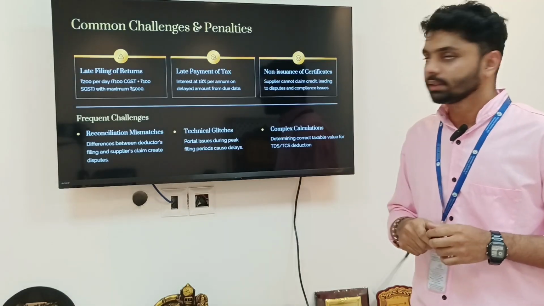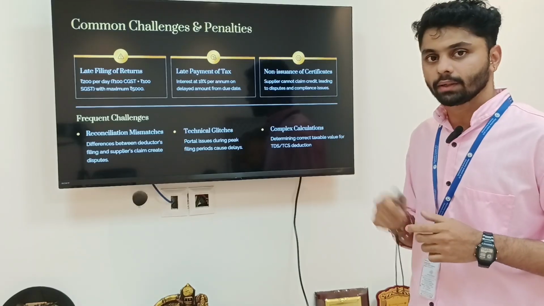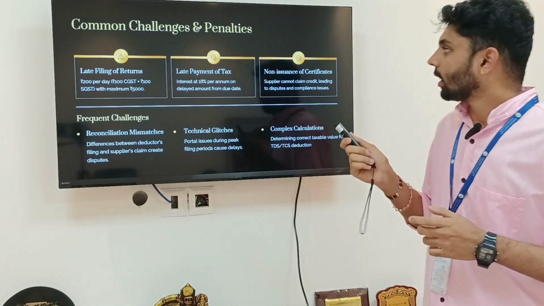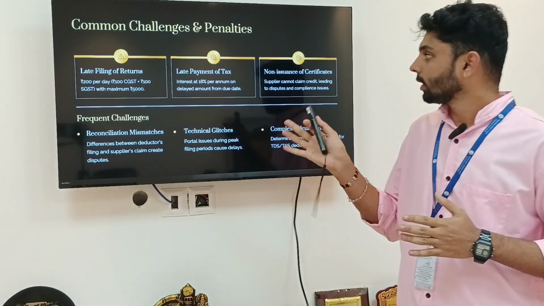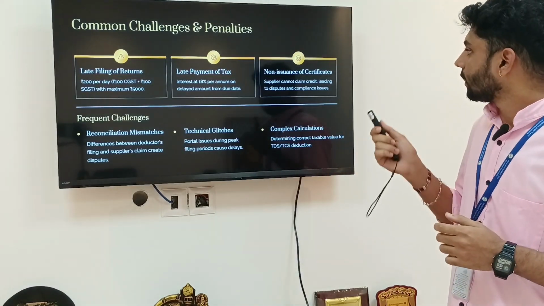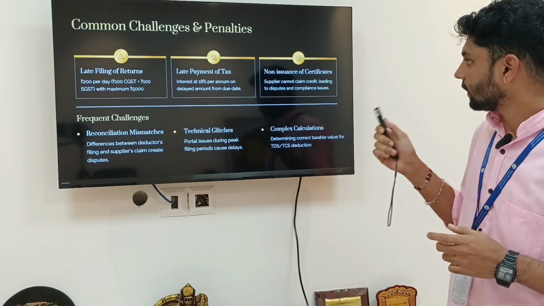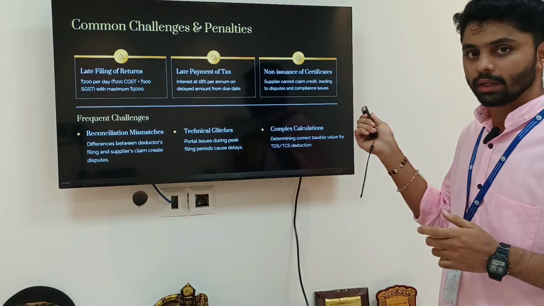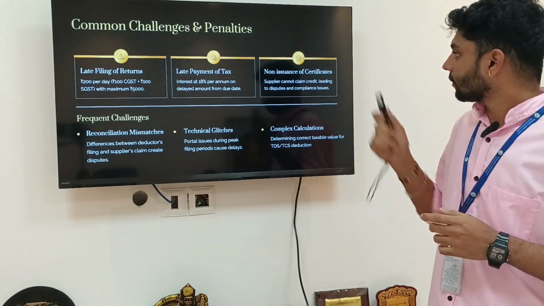Next are common challenges and penalties. First would be late filing of returns, that is 200 rupees per day, 100 CGST and 100 SGST, with a maximum of 5,000 rupees. And for late payment of tax, interest is 18% per annum on the delayed amount from the due date. And if no certificate is issued, the supplier cannot claim credit, leading to disputes and complaints. He doesn't have proof that filing is done, so he can't claim credit.